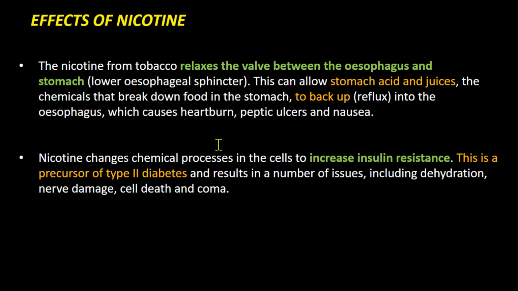Remember, insulin resistance is a precursor to type 2 diabetes, and this basically delays assimilation of glucose from the bloodstream into the cells. This will result in a number of issues, including dehydration, nerve damage, cell death, and coma.